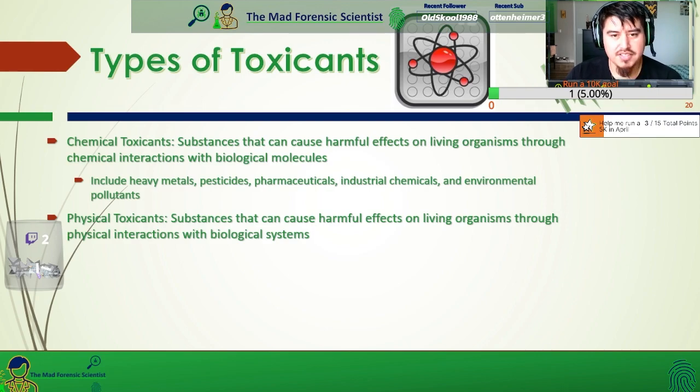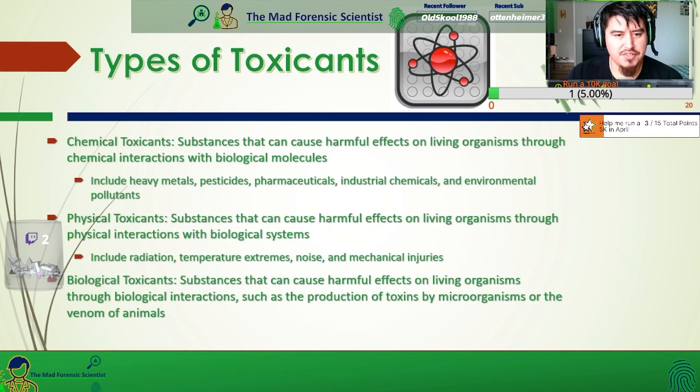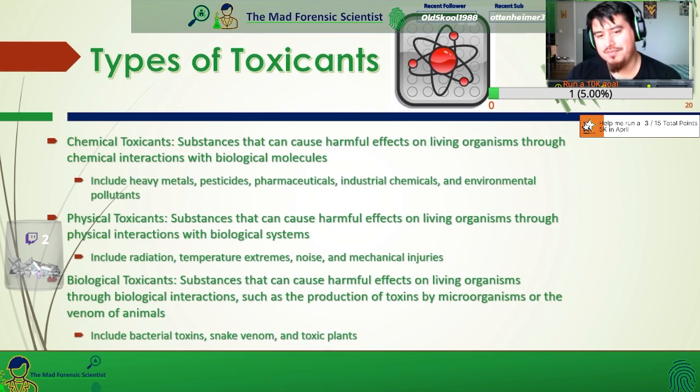There are also physical toxicants. These are substances that can cause harmful effects on living organisms through physical interaction with biological systems. This includes radiation, temperature extremes, noise, and mechanical injuries. And then there's biological toxicants, substances that can cause harmful effects on living organisms through biological interactions, such as the production of toxins by microorganisms or the venom of animals, such as snake bites and fungi. Bacterial toxins as well, and toxic plants.